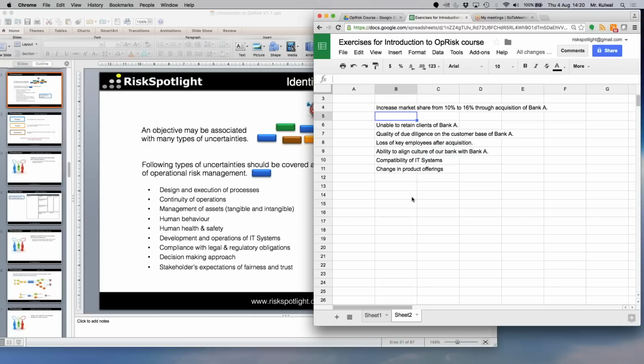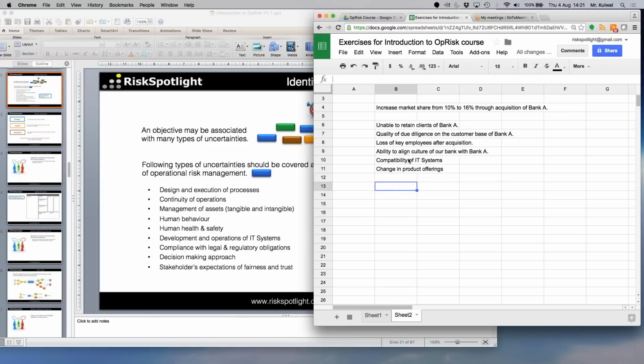Okay, so let's just go and qualify. So unable to retain clients of Bank A. Again, there are lots of things which will need to happen for that, and I think we've listed some of those things, and we'll come to later where most of the time you don't want to just create a list of uncertainty. There is always an interrelationship between those uncertainties we need to understand, and we'll come to that.